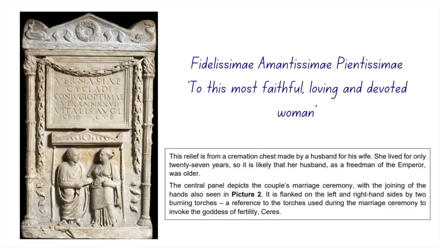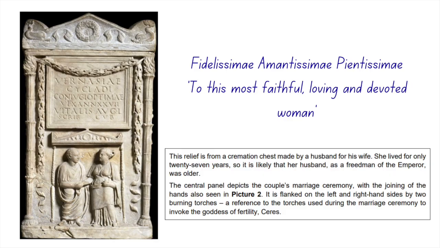And remember, the men would be paying for all this. They're going to decide how their wife is remembered. So we can see two burning torches either side of the marriage ceremony, and this is a reference to what would be happening at a wedding. If you've translated any stories about Roman weddings, you'll know that they carried torches in the procession. And it's invoking the goddess of fertility, Ceres.